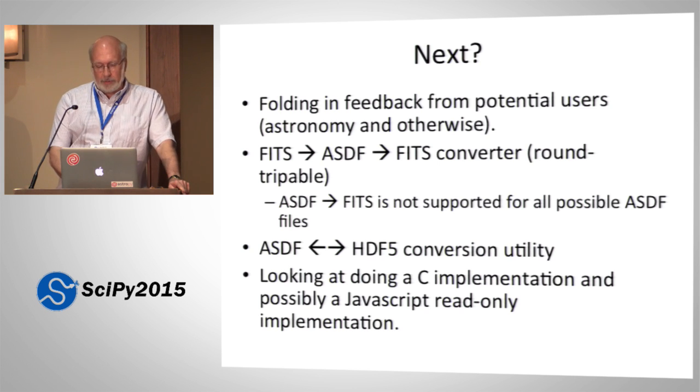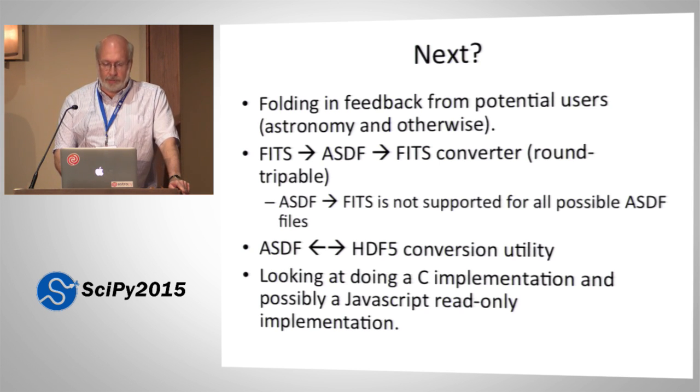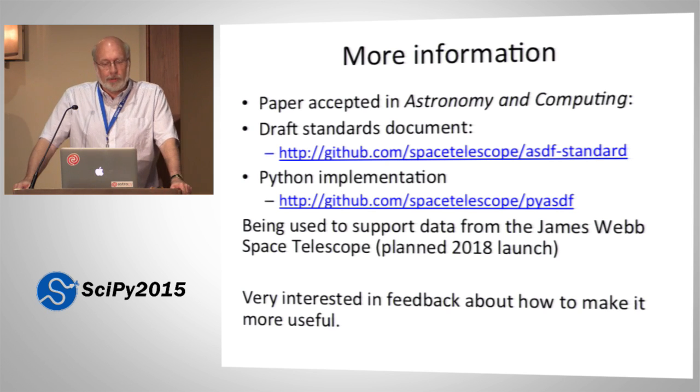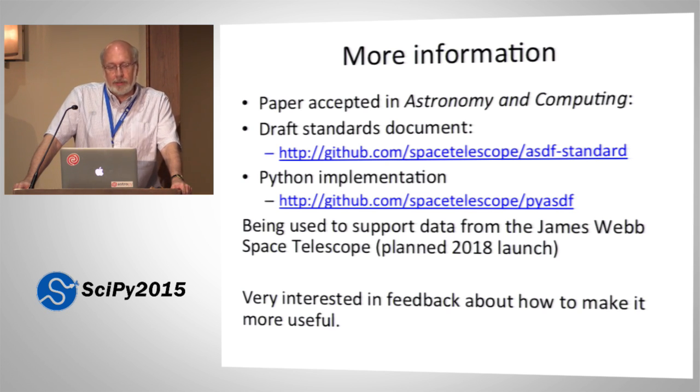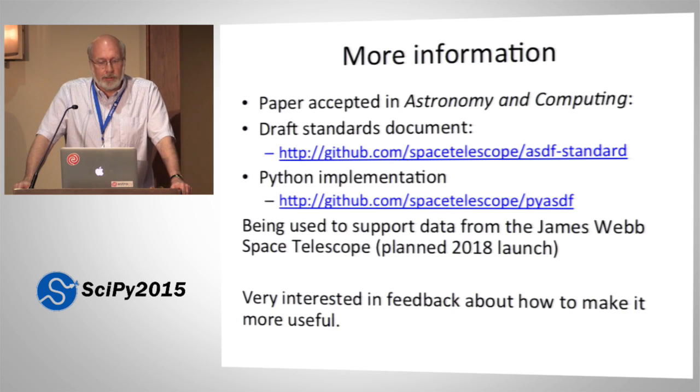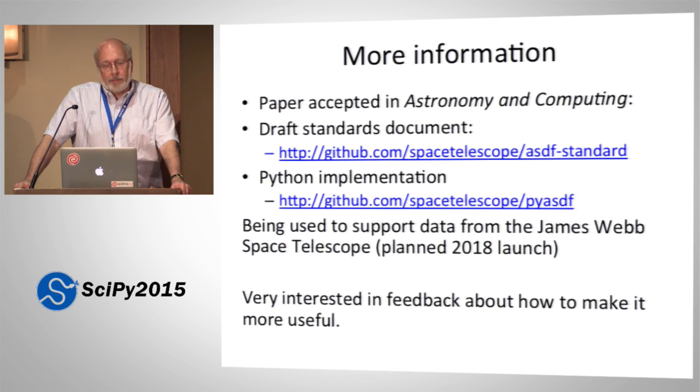And my last slide gives you some pointers to more information. There's going to be a paper in Astronomy and Computing that will go into a lot more of the details of the format and the motivations behind it, and comparisons of the advantages and disadvantages of various formats that we considered. There's a draft standards document and Python implementation available on GitHub. We will be using this to support data from the James Webb Space Telescope, which is planned for a 2018 launch. And again, we're very interested in getting feedback on that.